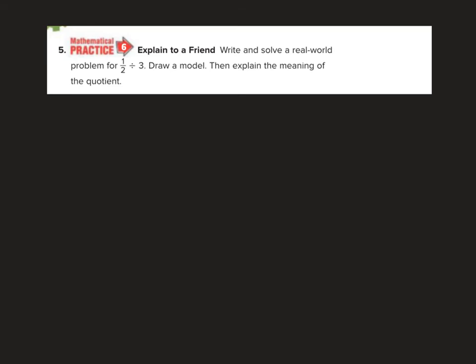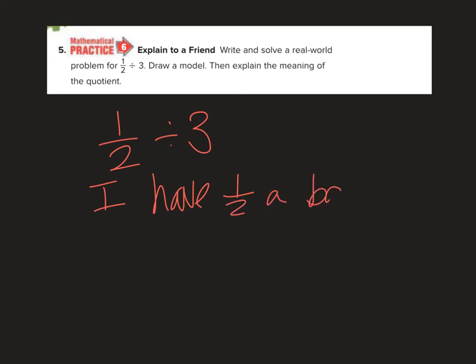Write and solve a real world problem for 1/2 divided by 3. Draw a model and explain the meaning of the quotient. Okay, so for this one, I kind of like the last one. I feel like that's more accurate, or something you'd be able to picture. Like, why would I ever use this? So let's say I have 1/2 a bag of jelly beans.